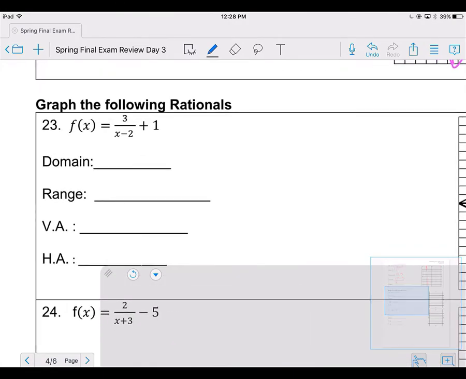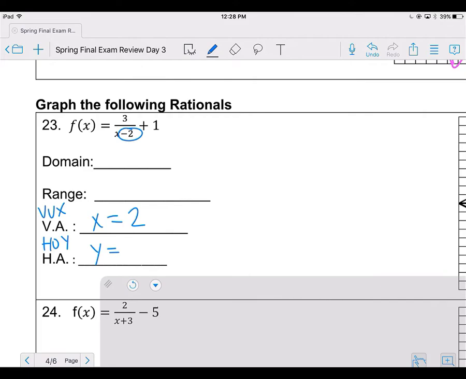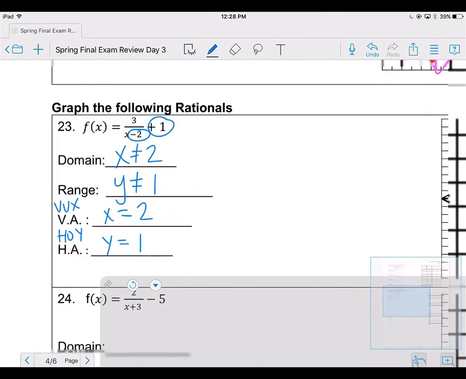It's easier if you start with your vertical asymptote. Vertical is a vux, so x equals, and horizontal is a hoi, so y equals. X equals the opposite of whatever's normally with x. Y equals the same as what follows. We do not use this 3 for anything in our vertical or horizontal asymptotes. My domain is very simply whatever my vertical asymptote can't be, and my range is the same. So I'm writing the exact same things but with a slash through them.